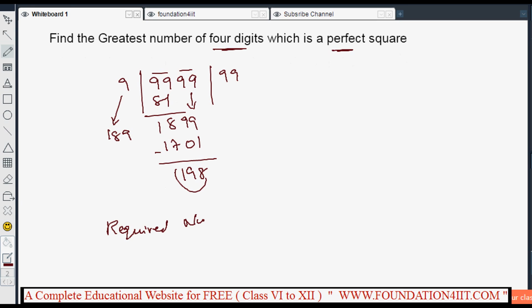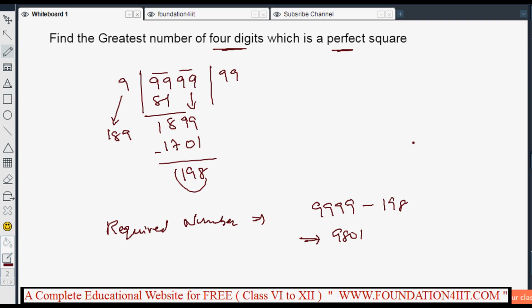So the required number is nothing but 9999. It is not a perfect square, but if I subtract this extra 198, then we'll get the greatest 4 digit perfect square. So if you subtract, that is 9801. Okay, if you do the division method again, we'll get a perfect square. So 9801 is the perfect square which is the greatest 4 digit number.